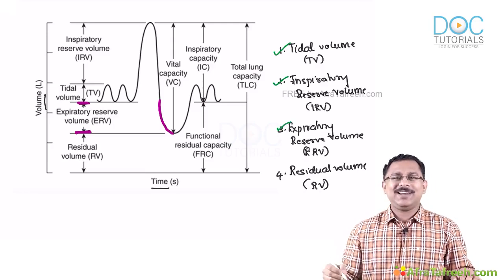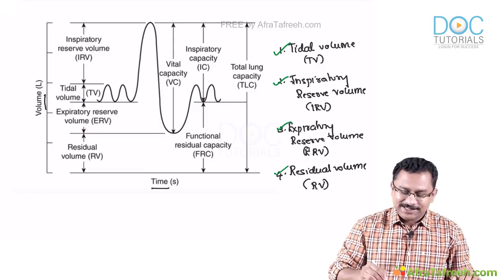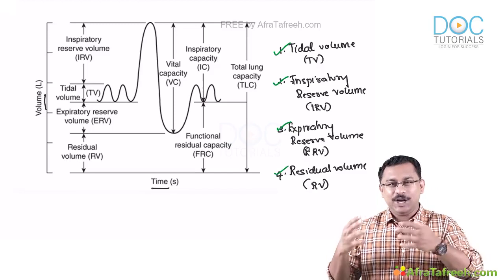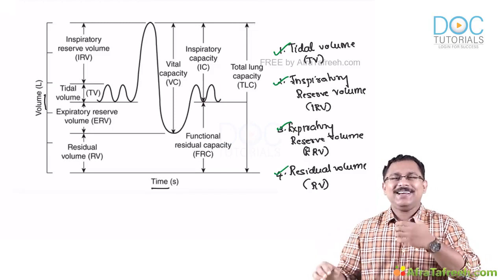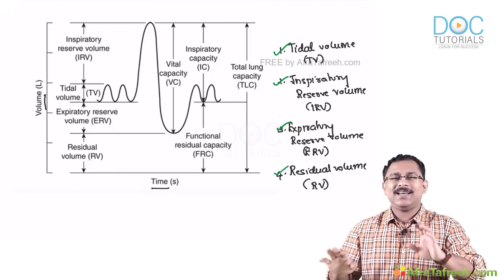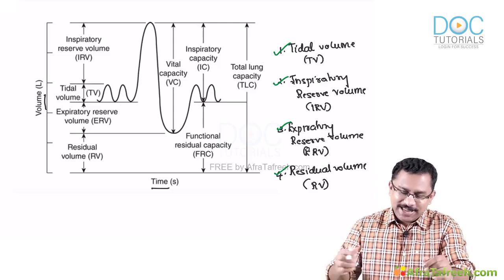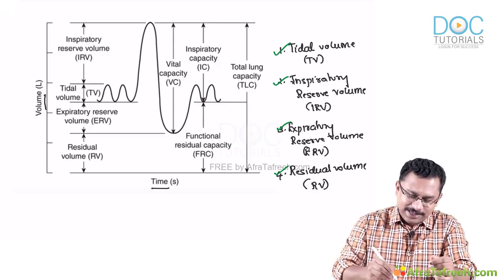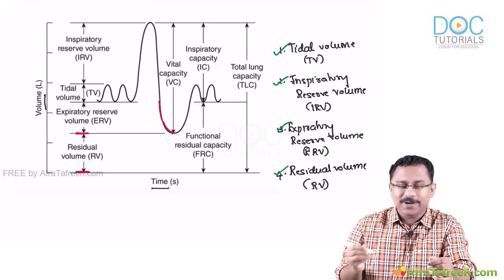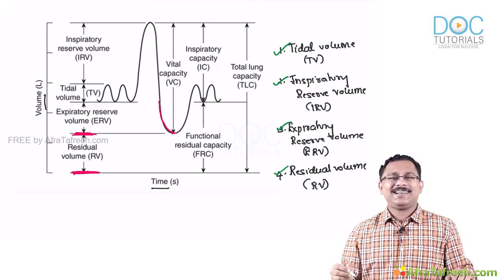So that term is also clear. The final term is called a residual volume. It is just the amount of air that remains in the lungs even after a forceful expiration. That is, a maximum forceful expiration is going on, and after that, what is the amount of air that remains in the lungs? As you can see here, this is the amount, because here the patient has expired forcefully, and even after that you have this amount of air remaining in the lungs, that is called a residual volume.